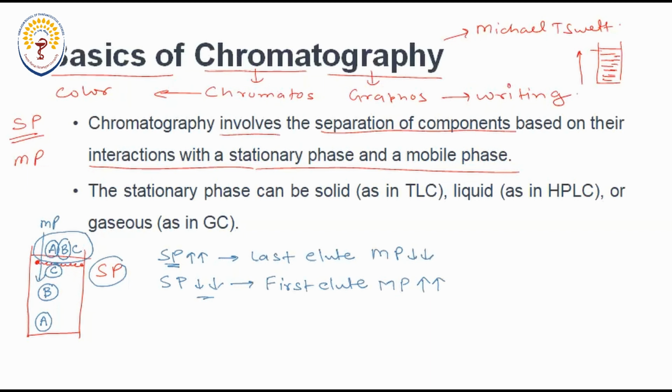The stationary phase that we use in chromatography can be liquid or solid. Solid, like silica gel G, or silica gel, or alumina. It can also be paper in case of paper chromatography. So the stationary phase can be solid. Most of the time it is solid. It can also be liquid and gas.